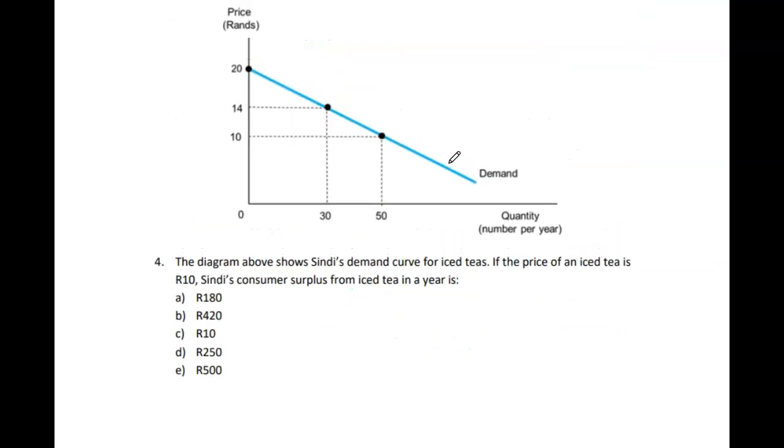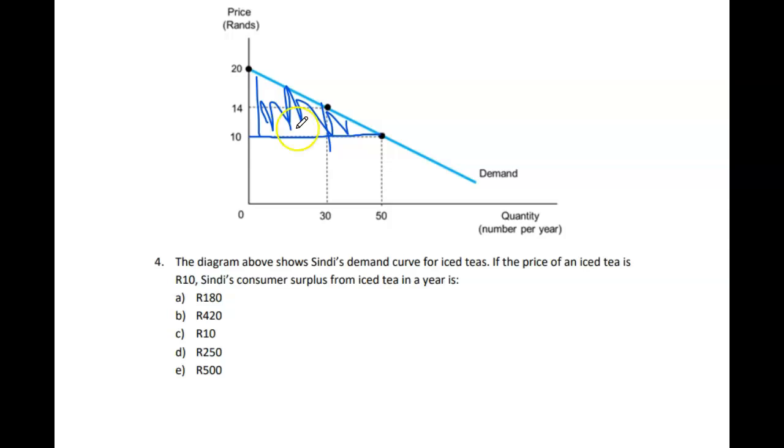Okay, last one. The diagram of Sydney's demand curve for iced tea. You need to work out the consumer surplus. First step of consumer surplus, draw the price they're asking you for. In this case, they give you the price, which is 10 rand. As soon as you see that, draw a line from that to the demand curve. Second step, the area below the demand curve. The area below is all this area here. So, basically this triangle.